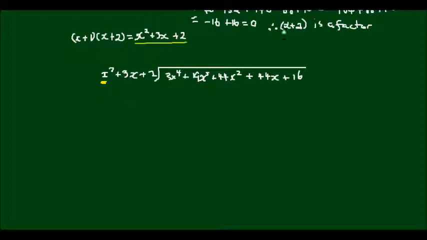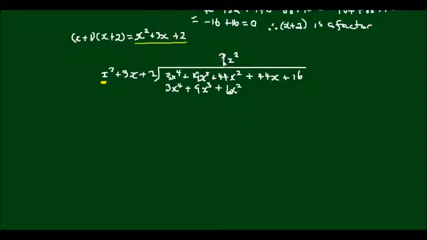And I asked, what do I need to multiply this x squared by in order to get 3x to the fourths? And the answer is 3x squared. And I put it in the same column as the x squared terms. So 3x squared times x squared gives me 3x to the fourths, plus 3x squared times 3x will give me 9x cubed, plus 3x squared times 2 will give me 6x squared.